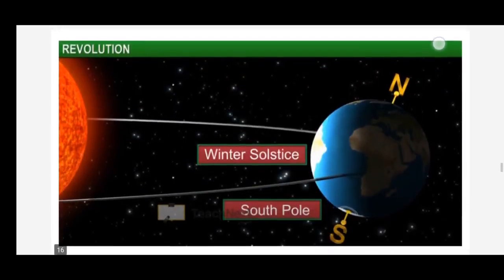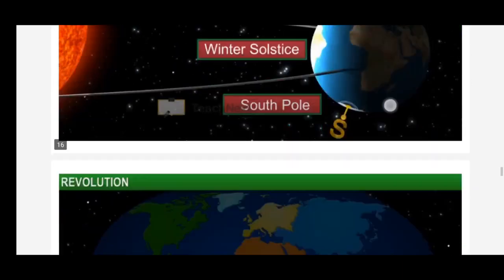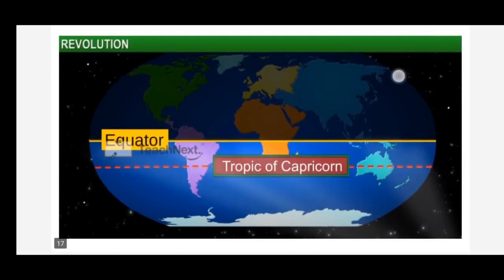This time, the South Pole is tilted towards the Sun. Which pole is tilted towards the Sun, children? South Pole. So this area is the Tropic of Capricorn, which you can see here. The Tropic of Capricorn receives direct sunlight, and hence it is summer in the southern hemisphere. As you can guess, the northern hemisphere receives less sunlight during this time and the southern hemisphere receives more sunlight, because the sunlight is directly falling on the Tropic of Capricorn. Got it?